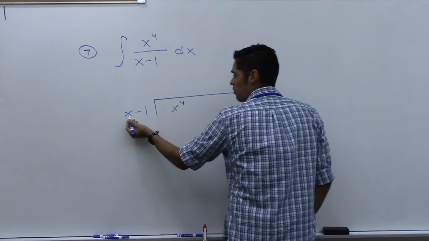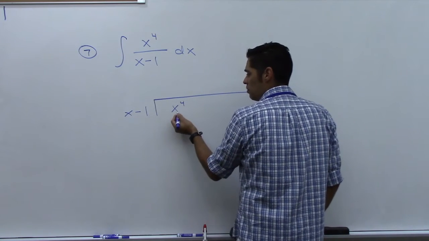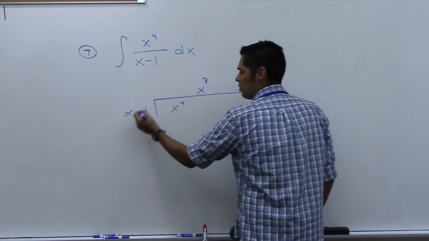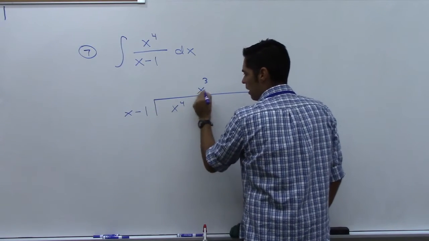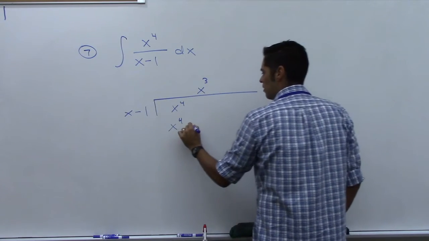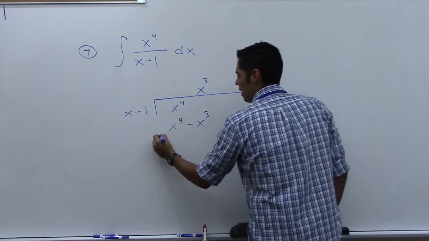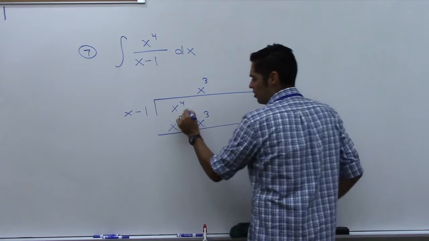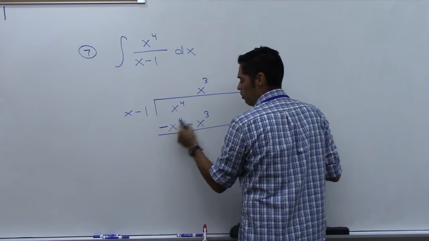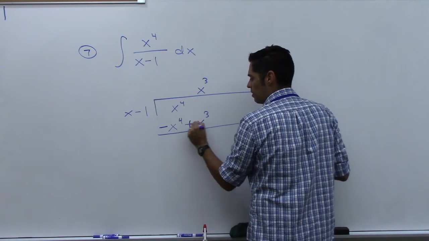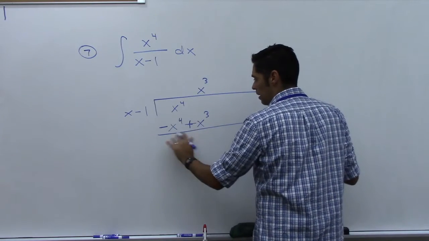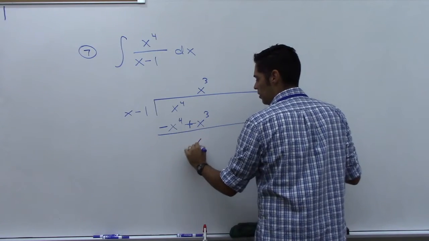So I have to multiply x times x cubed to get x to the 4th, so I'm going to put x cubed up here, and then I multiply x cubed here and here. So x cubed times x gives me x to the 4th, x cubed times negative 1 gives me negative x cubed, and then I change the signs here because I'm going to subtract this row. So that positive x to the 4th becomes negative, the negative here becomes positive. And now I add straight down. When I add, I get nothing left over here, but here I get x cubed.